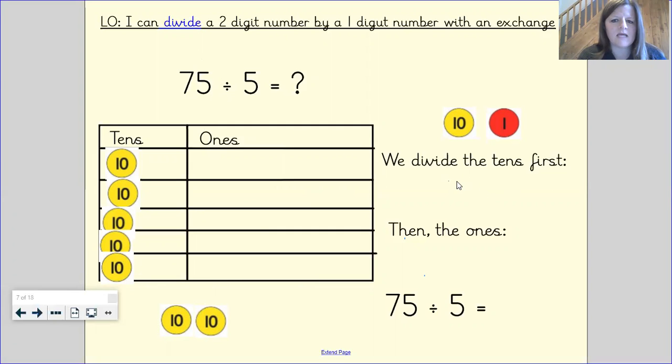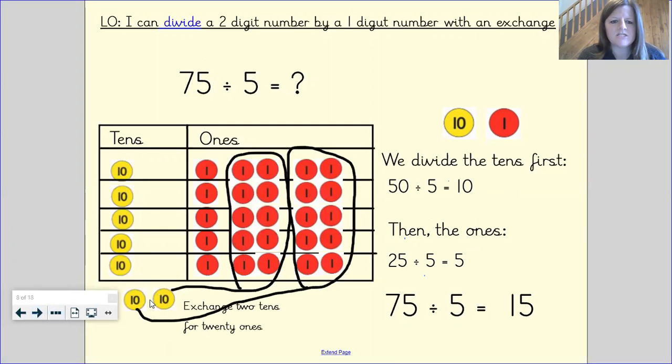So can you complete these 2 sections first before we continue? Might need to pause the video just to see if you can complete these ones first. Okay, so we've exchanged these two 10s for 20 lots of 1. We have completed 50 divided by 5, because we've got 50 down there, which is 10. And then we've got 25 ones in total, because we've got our 20 that we exchanged and our original 5. So therefore we've got 25 ones shared into 5 groups equally gives us 5.